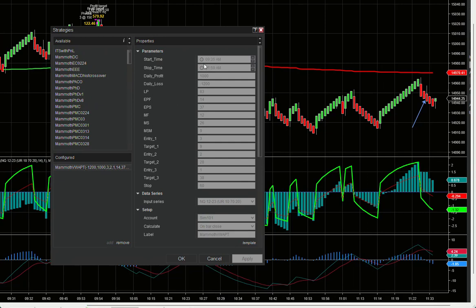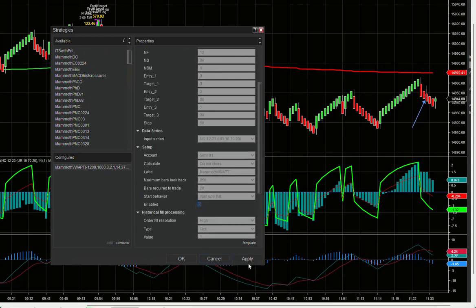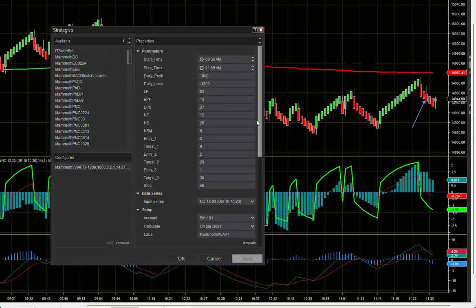Okay. Let me just disable it so you can see it better. The start time is 9:35 a.m. Central and stop at 11:59. You can always change this time frame based on your own agenda. Okay, daily profits 1,000, losses 1,200. That's also adjustable based on what you wanted to achieve. But now these numbers are also based on your profit goals.